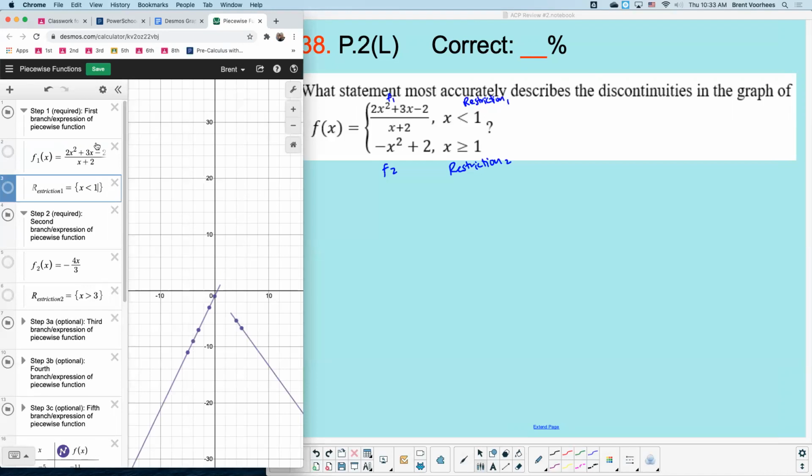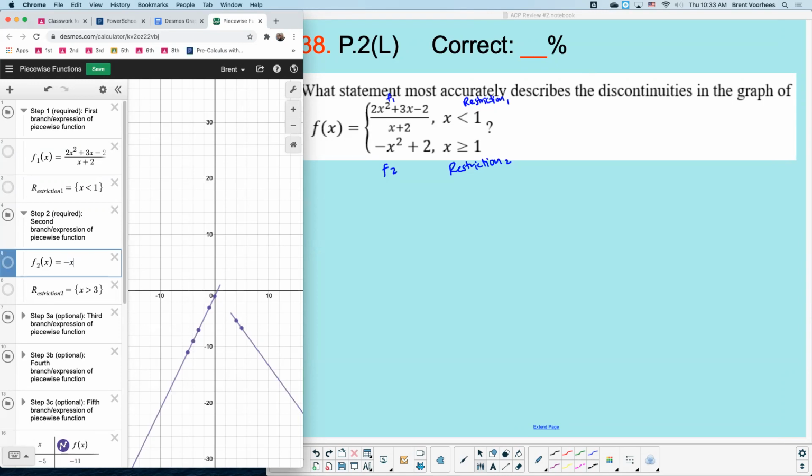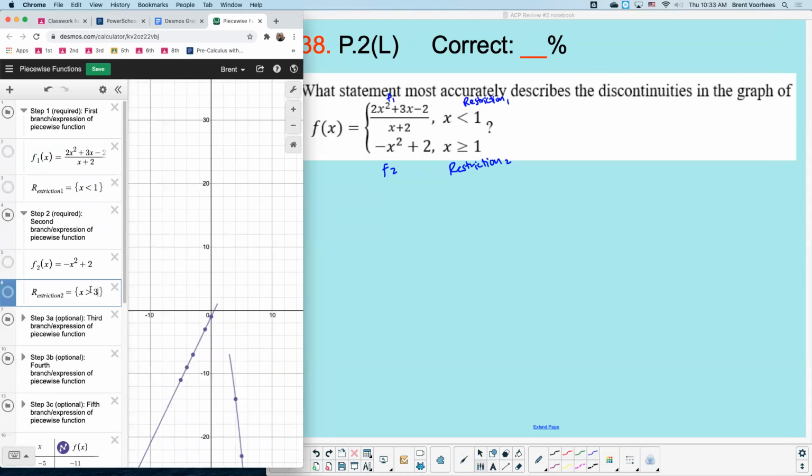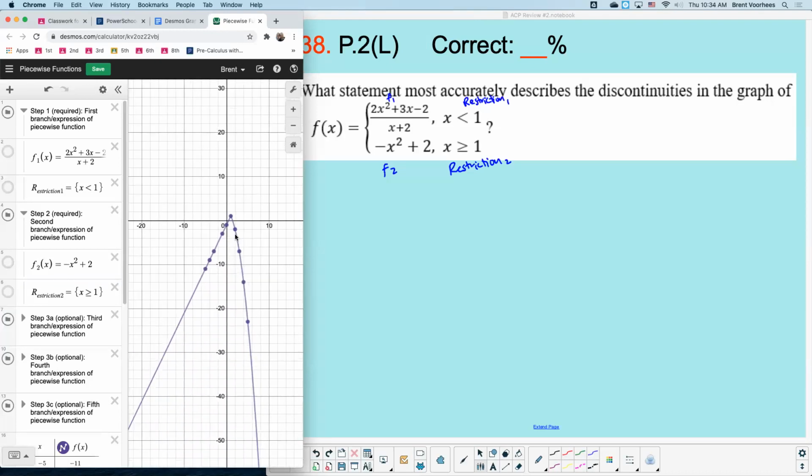So that's the restriction, that's the graph. There's the first piece. Second piece, I have negative x squared plus 2, and it's x is greater than or equal, so just put the equal sign, 1. So here's our picture.